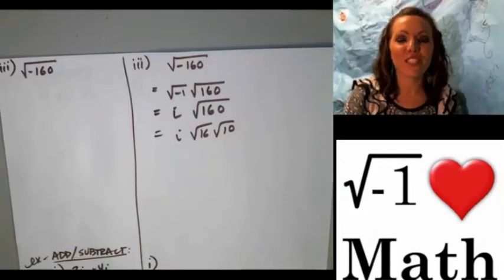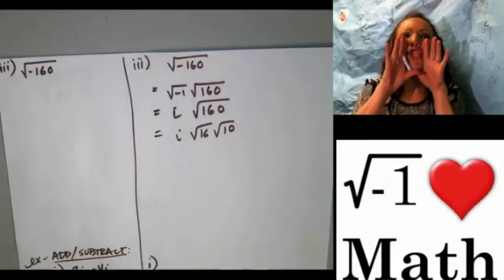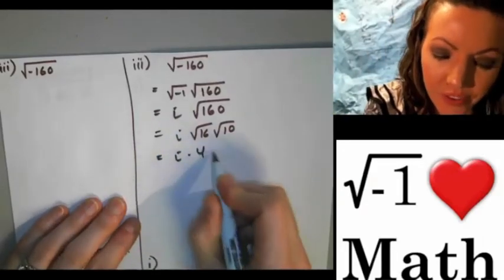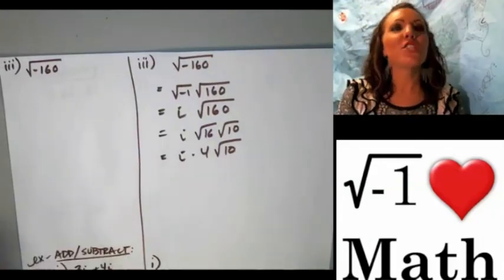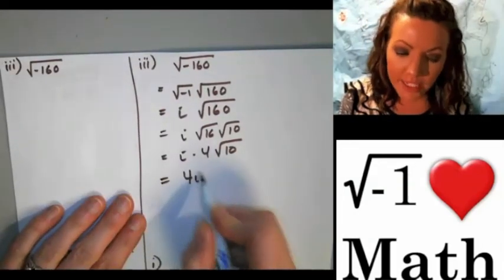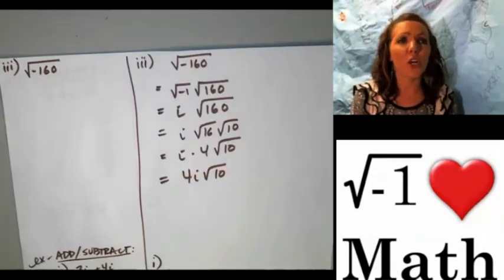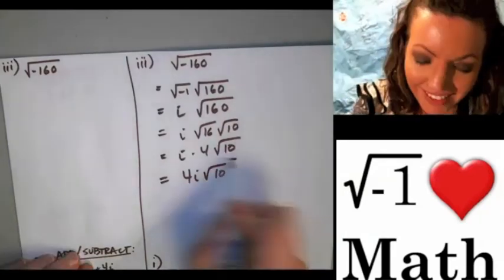Okay. So, what is the square root of 16? Everybody shout out. The square root of 16 is 4. Okay, so i times 4 is 4i, so it's 4i root 10. Can we break down 10 any further? 10 is 2 times 5. Are either of those perfect squares? No. So we're done. Don't overcomplicate.